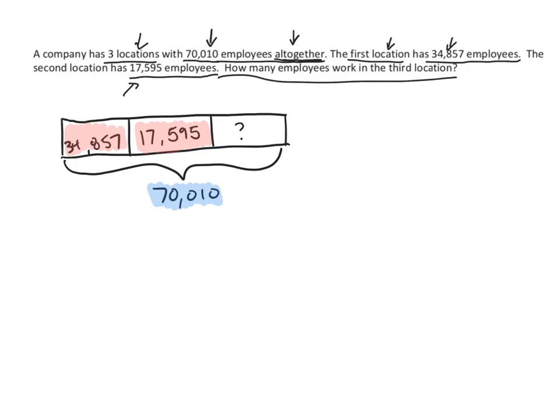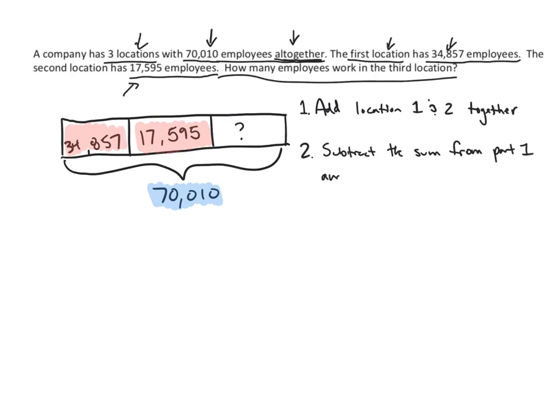So essentially what I'm going to do is add location 1 and 2 together. And then the second part, I'm going to subtract the sum from part 1 and subtract from the total. So now that I have a little action plan here, I'm going to put it into place.